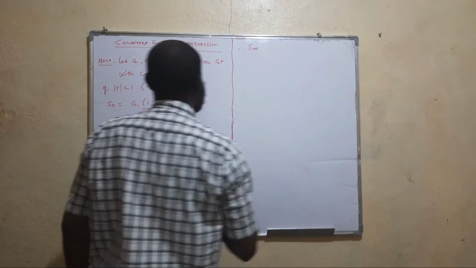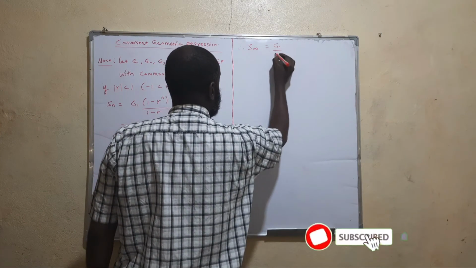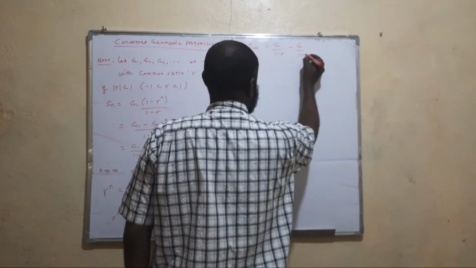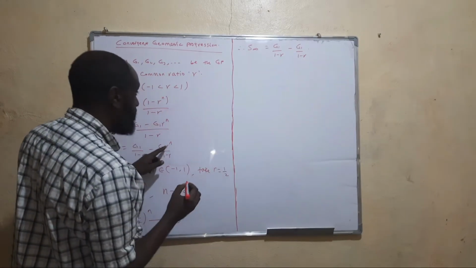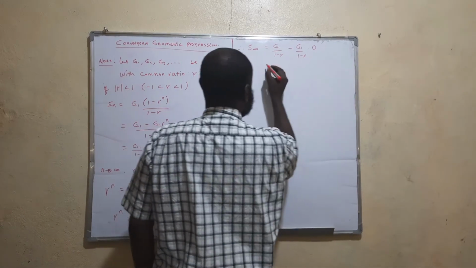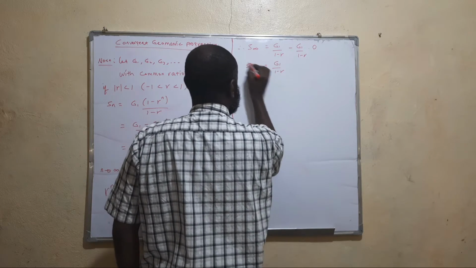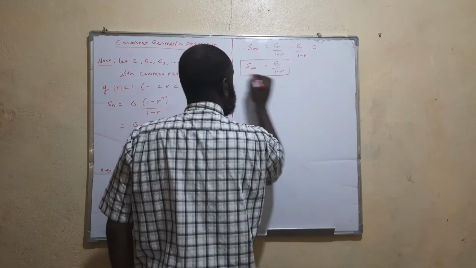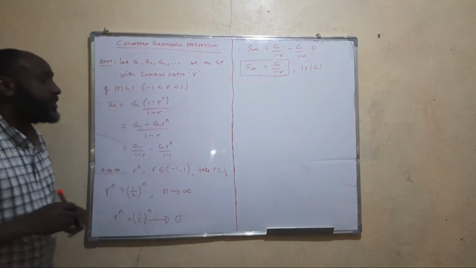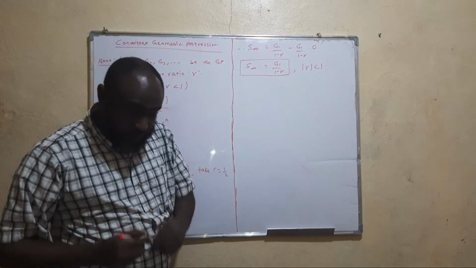we call it the infinite sum, S infinity. This is G1 over 1 minus R minus G1 over 1 minus R times R to the power of n. As n goes to infinity, R to the power of n again goes to 0. Hence, this is G1 over 1 minus R. This is where the absolute value of R is less than 1. Therefore, such a type of geometric progression is known as a convergent geometric progression.